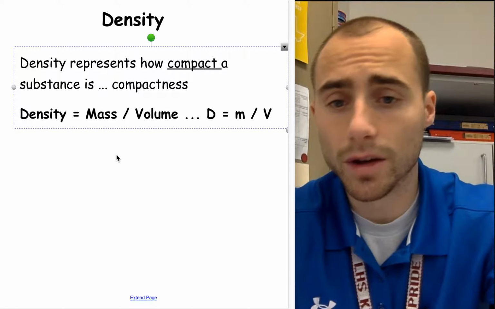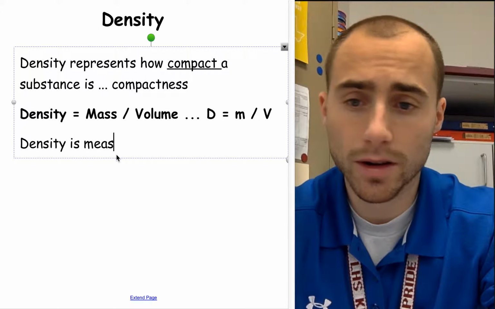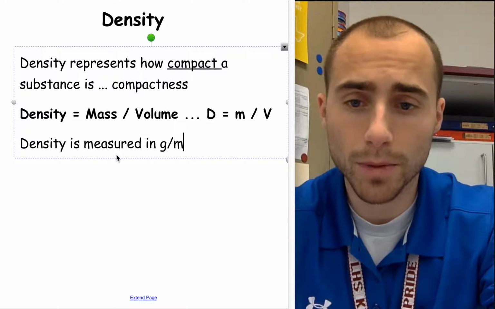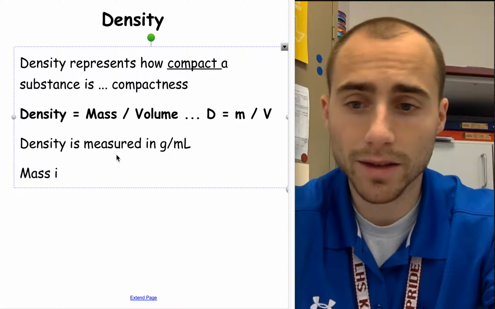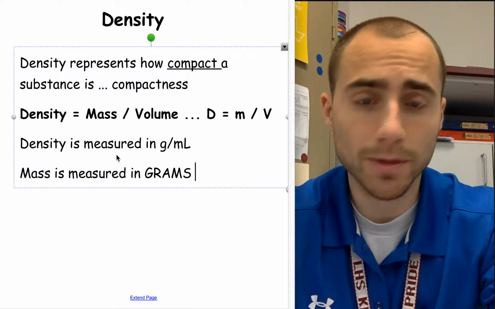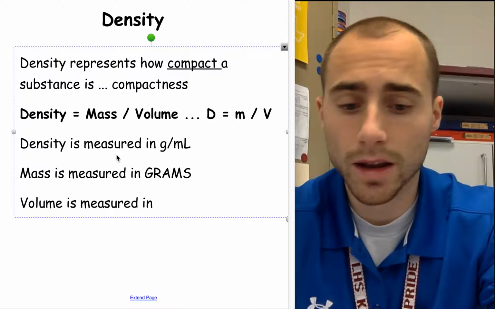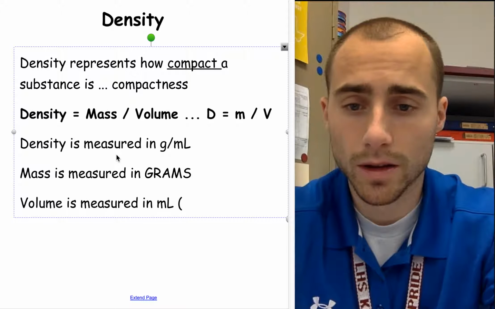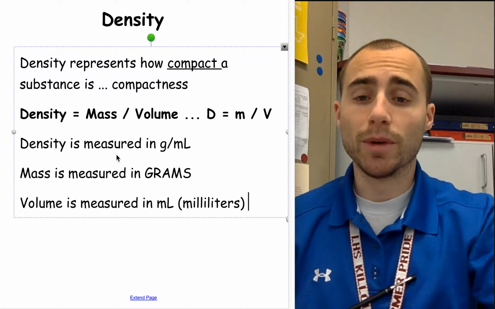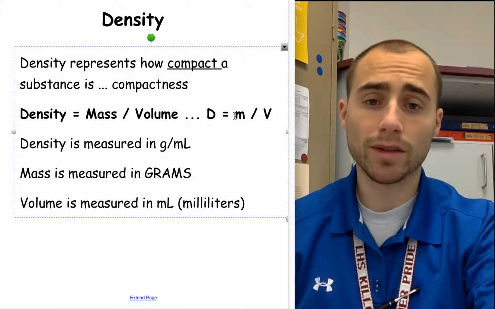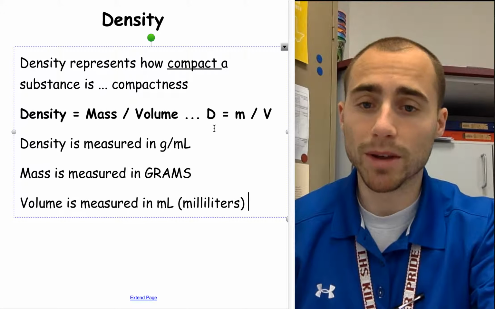Now, a few things you need to know. Density is measured in grams per milliliter. The reason it's measured in grams per milliliter is because mass is measured in grams and volume is measured in milliliters. So that's how we end up with density. We have grams of mass, we're dividing that by milliliters of volume, and that's how we end up with density being measured in grams per milliliter.